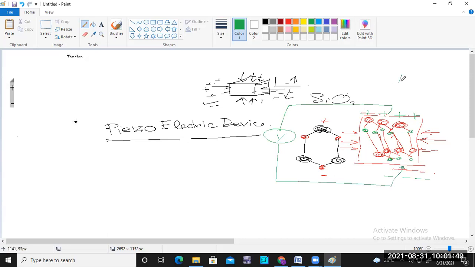This voltage is generally 1.8 volt. Okay, generally 1.8 volt is produced. So as we can see, if any force or pressure is there, then it provides some EMF. So if we can measure the EMF, then we can measure the pressure.